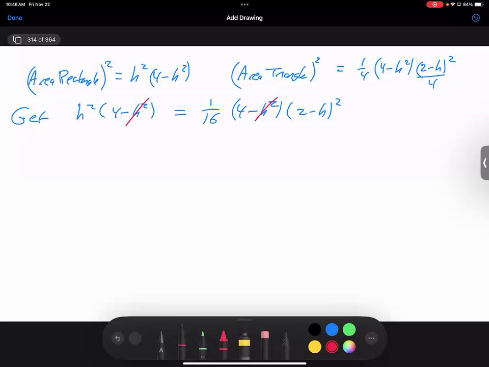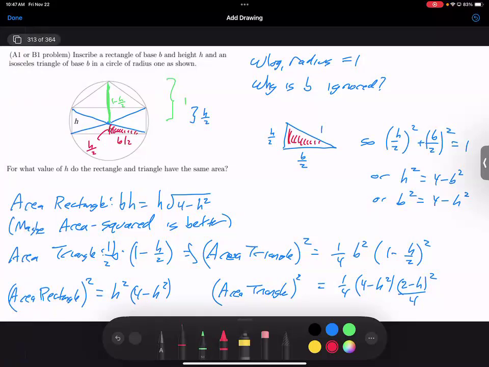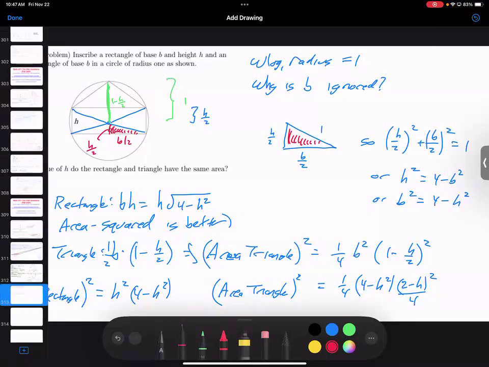So do I have to worry about dividing by 4 minus h squared? Is it possible that h could be equal to 2? No, because if h is equal to 2, we don't have the rectangle. Right, h is less than or equal to 2, because the diameter is 2. If h equals 2, then we're basically going straight up and there's no triangle and no rectangle. And then it's clearly not going to be hitting anything. So I'm not worried about that.